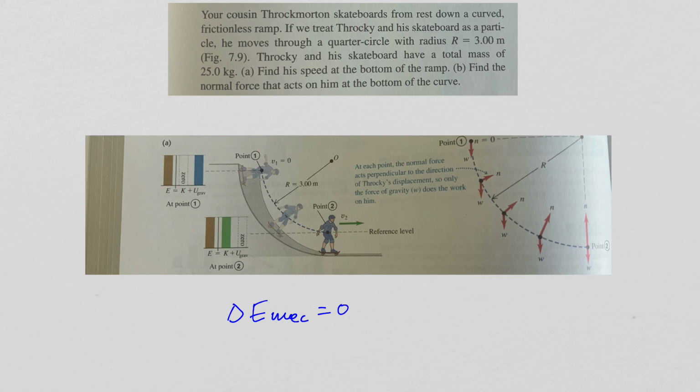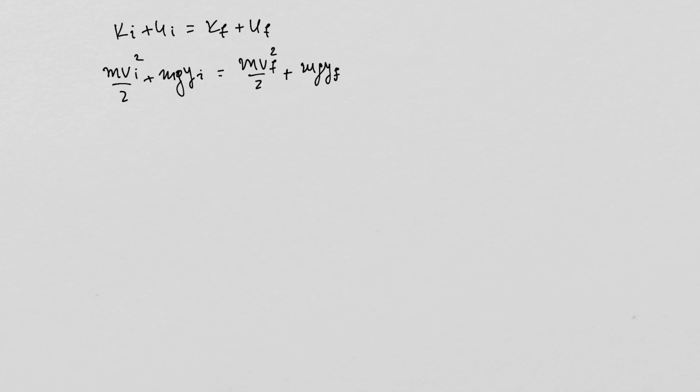For calculating the potential energy terms, I'm going to select my reference level to be at the bottom of the ramp. So at the top of the ramp, the potential energy will not be 0, the kinetic energy will be 0. At the bottom of the ramp, the potential energy will be 0, but the kinetic energy will be not 0. So the initial kinetic energy is 0, and the final potential energy is 0. So from here, I can calculate the velocity. Also, let's cancel the masses on both sides. And what we get for the final velocity looks like this.